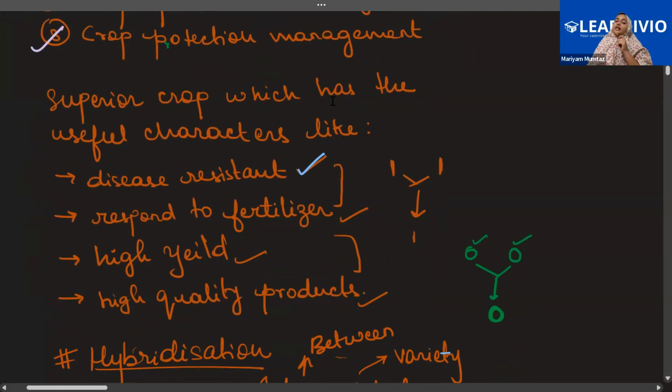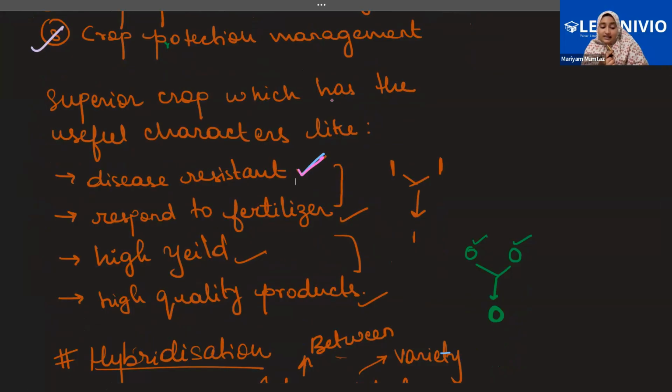Now the superior crop has useful qualities like disease resistance, meaning this crop, having a superior variety, will be disease resistant. Even if any kind of pathogen attacks that particular crop, the disease will not be caused in them. That kind of crop is what we call a disease resistant variety. Then comes response to the fertilizer, meaning how well that particular crop is able to take up the nutrients.